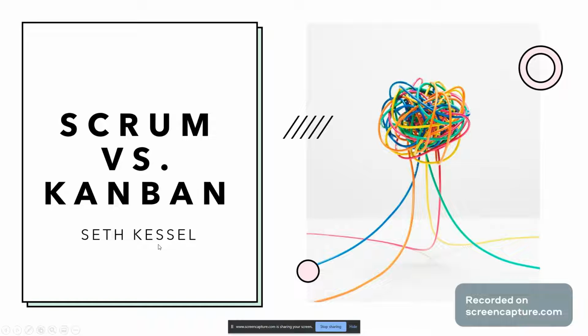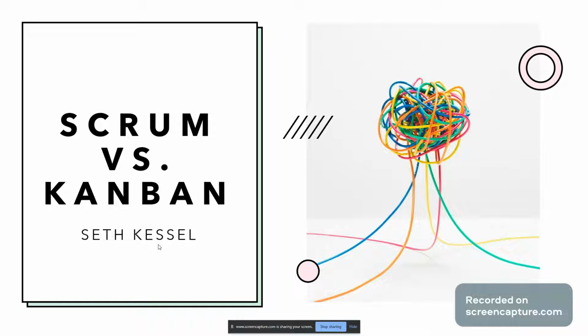My name is Seth Kessel. I am a student at Georgia College and State University in their Masters of Management Information Systems program, and I also work as a Scrum Master for a company called Raffle Systems. I've been doing Scrum for a couple years now. I've also worked as a product owner, and I've worked in both Kanban and Scrum.